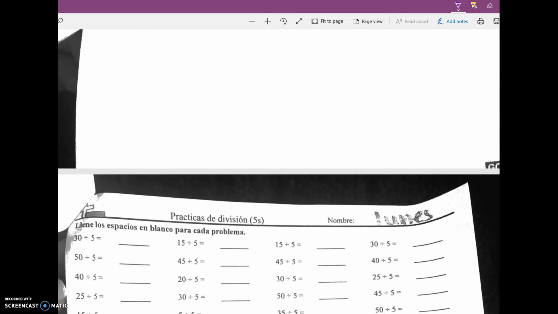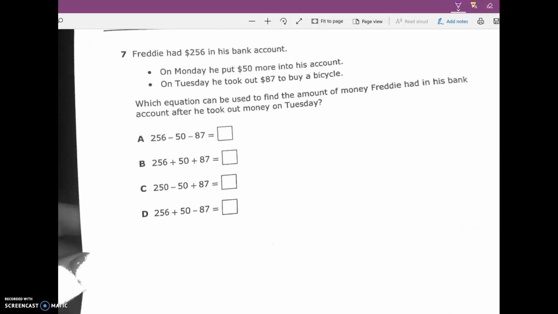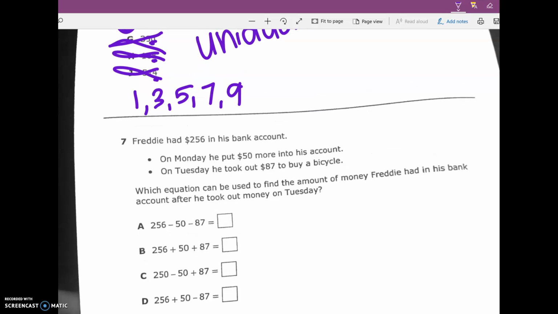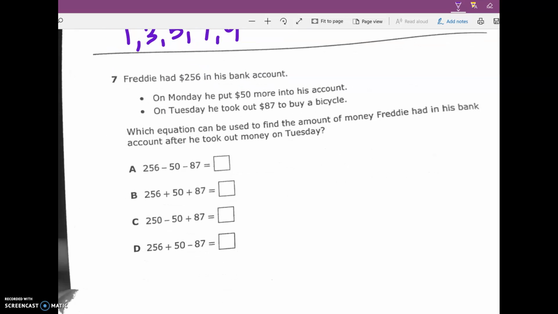So finally, I'm not going to go on to this one. I'm going to need another video to do those because it will take me longer than the 3 minutes I have. So let's look at number 7, and then you can check with me your math fact fluency tomorrow, okay?